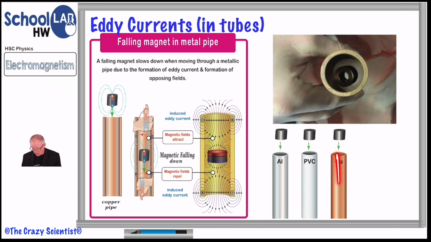And that happens in copper and aluminium and any metallic conductor that is non-magnetic, right? If you put the magnet in a stainless steel tube, the magnet's just going to attract to the steel. We don't want that to happen. We want a non-magnetic pipe.